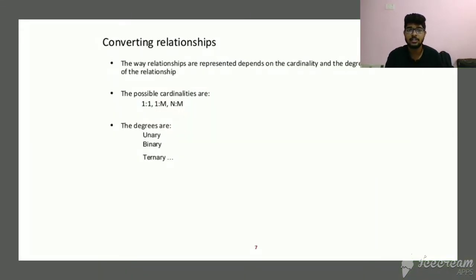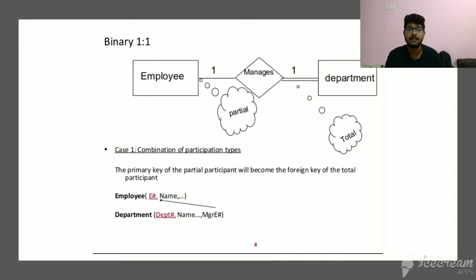Converting relationships: the way relationships are represented depends on the cardinality and degree of the relationship. There are three cardinalities: 1:1, 1:many, and n:m. The degrees are unary, binary, and ternary. First we talk about binary 1:1.